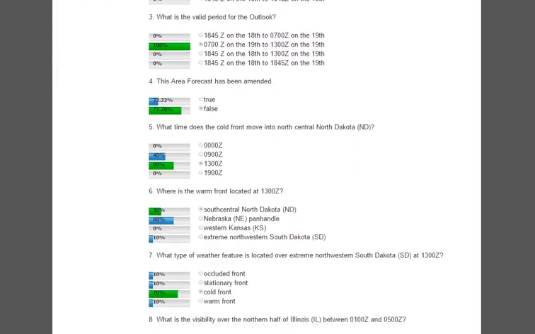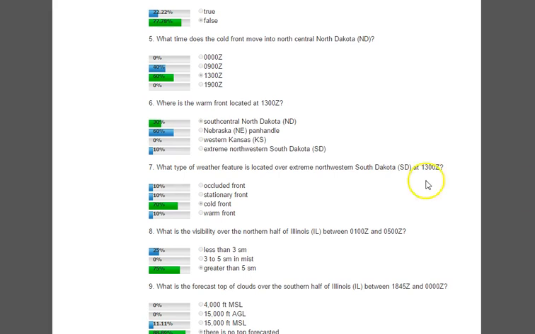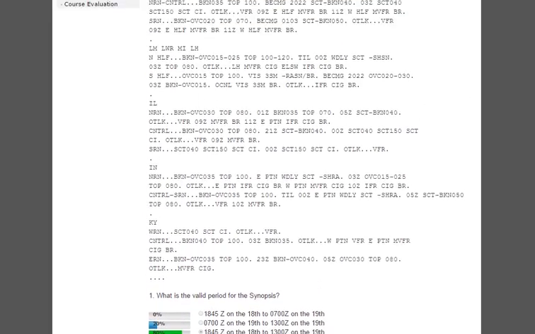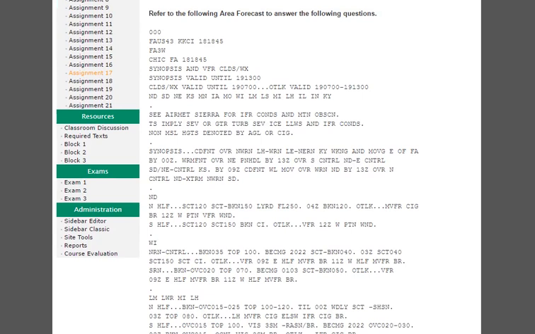The next questions deal with the synopsis. Where is the warm front located at 13 Zulu? If we scroll up, warm front 13 Zulu, that deals with the synopsis. It says cold front over northwestern Lake Huron and western Lake Erie and northeastern Kentucky, weakening and moving east of the forecast area by 0 Zulu.